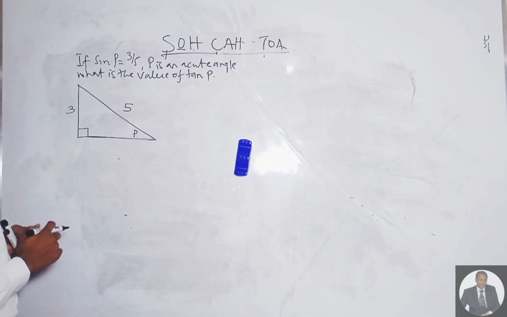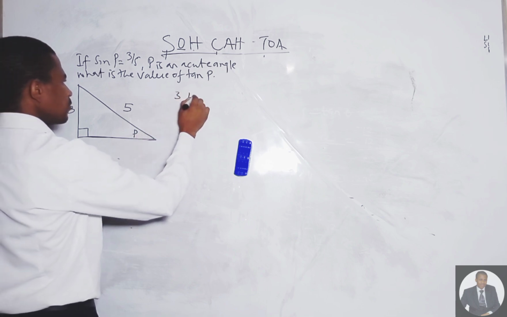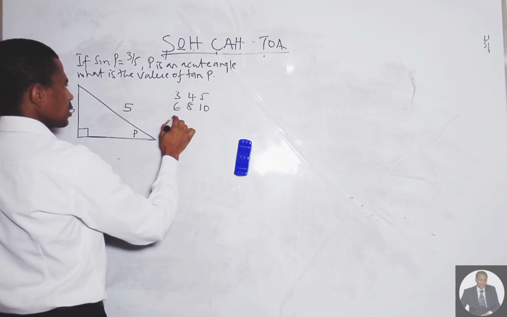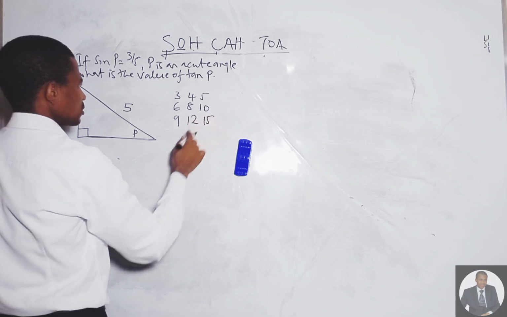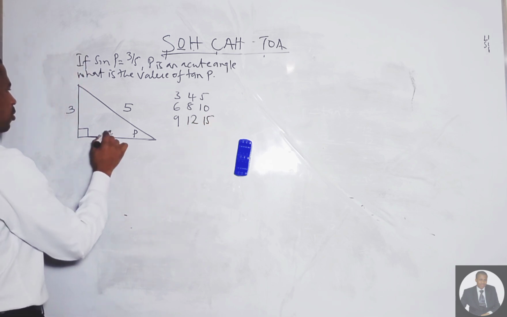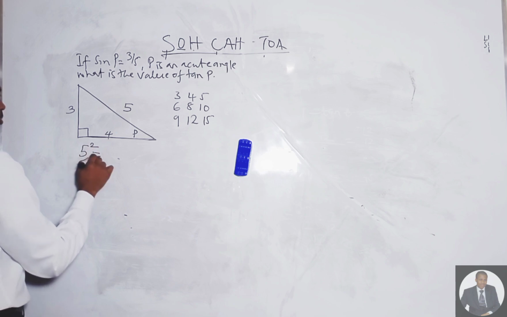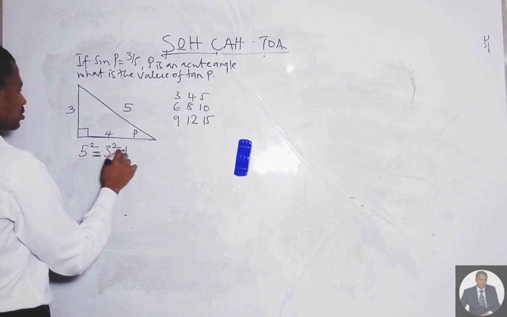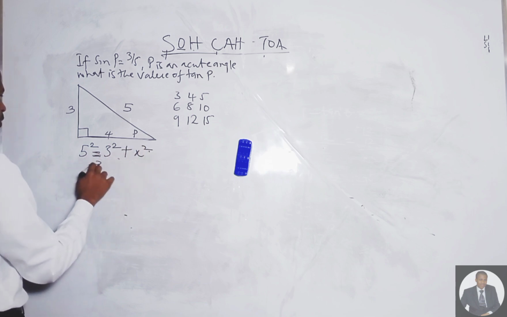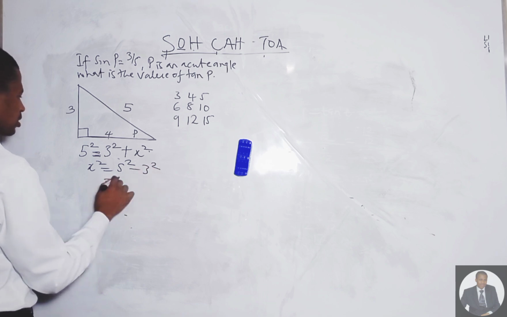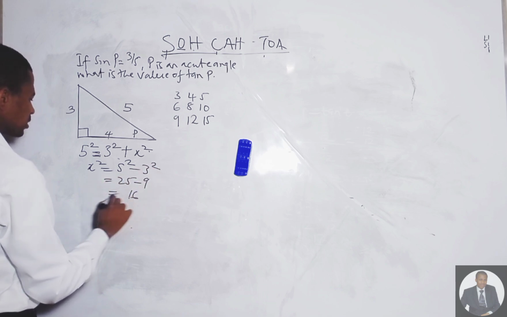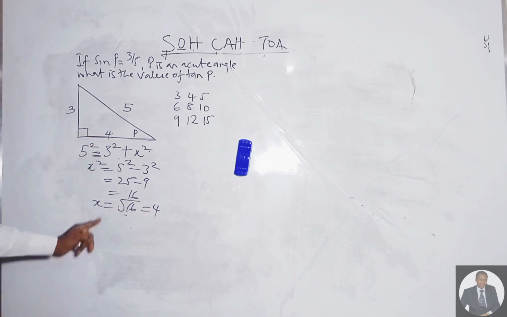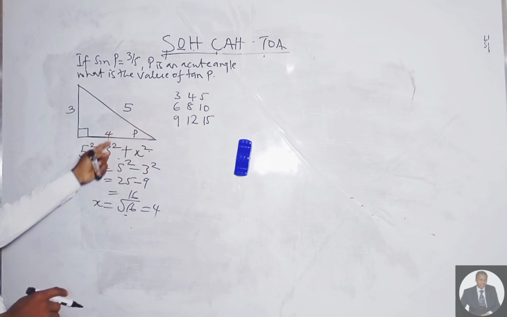Like we talked about the Pythagorean triples, we have 3, 4, 5, we have 6, 8, 10, we have 9, 12, 15. So definitely the missing side will be 4. How do we prove that? 5 squared is equal to 3 squared plus x squared. So x squared will be 5 squared minus 3 squared. That's 25 minus 9, and that's 16. So this x will be the square root of 16, and that will give us 4. So we've been able to prove the Pythagorean triple this way.